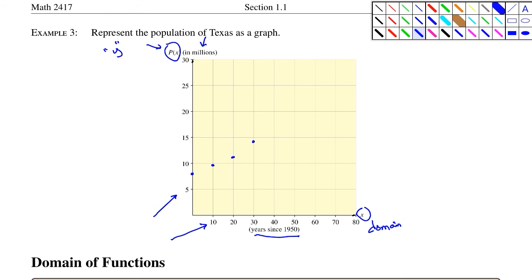40, 17. And I'm just graphing the points from the previous page. 20.9, somewhere around there, maybe. And then 25.1, about right there. Now those are the actual data points that were given to us in the chart. But certainly we know that the population of Texas is a continuous value.